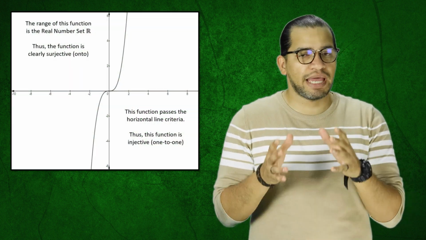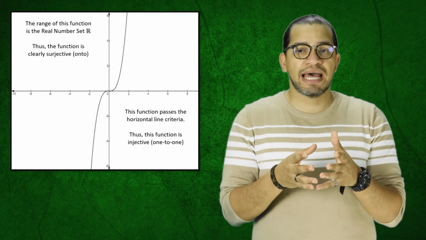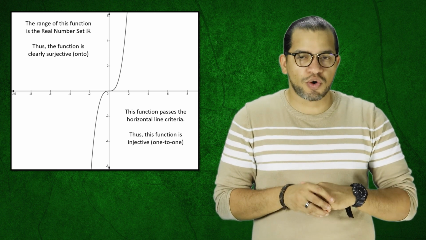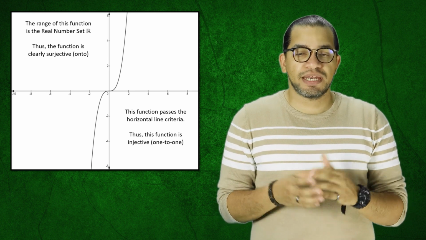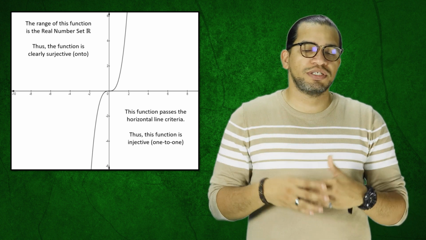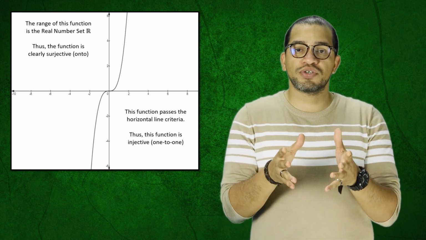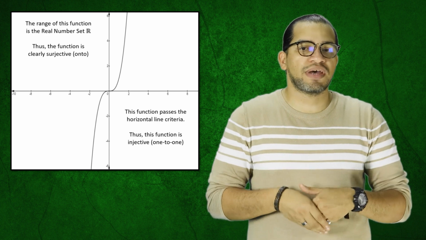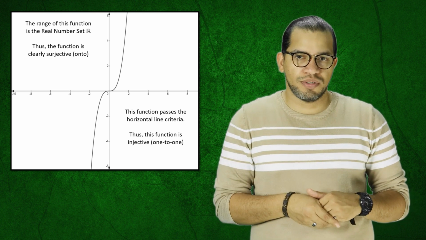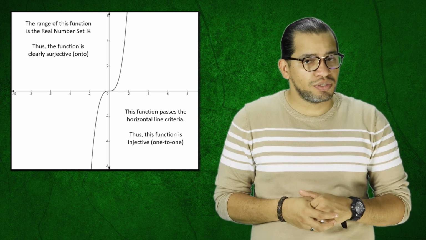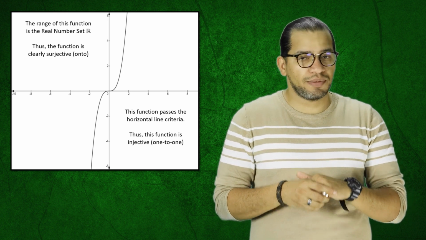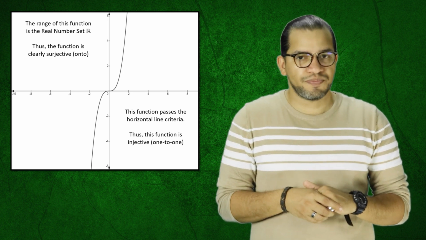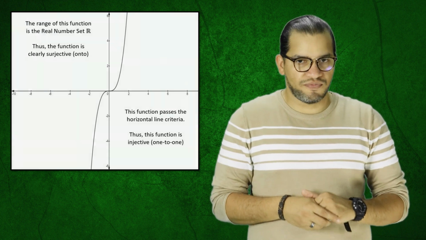For example, if we take again the function f of x equal x cubed, we can notice that the range is equal to the codomain. Thus, the function is surjective. Now, we used the horizontal line criteria for determining that there aren't 2 values of x with the same output. Therefore, this function is one-to-one. Thus, x cubed is bijective. Thus, f has an inverse.